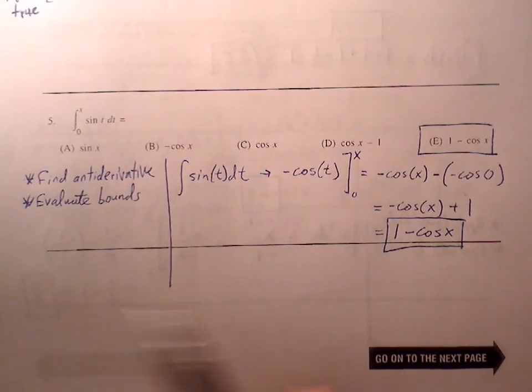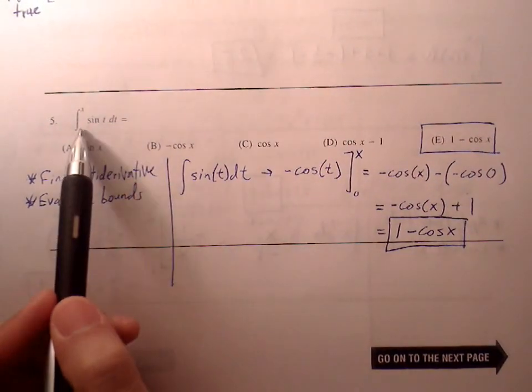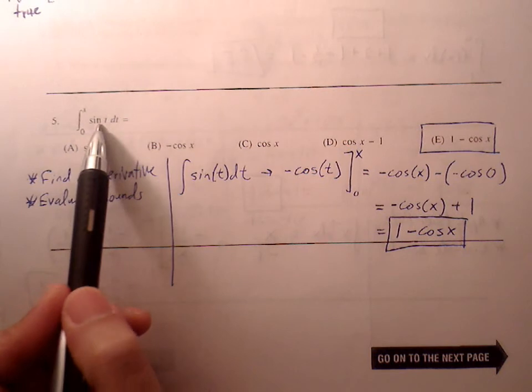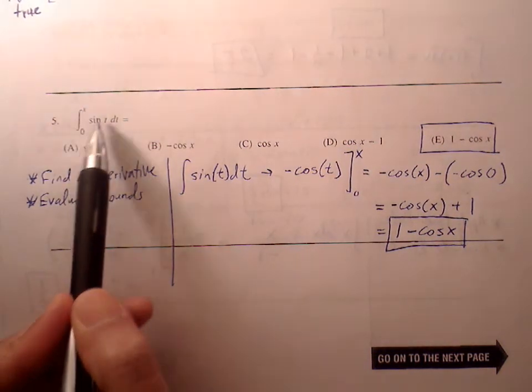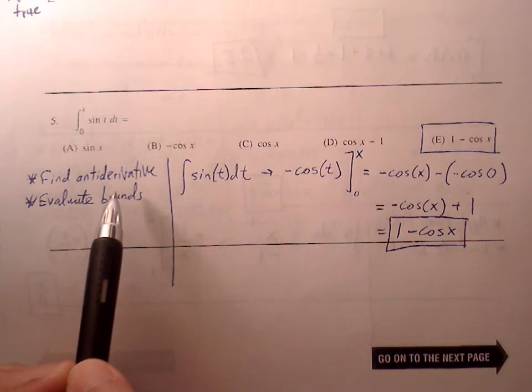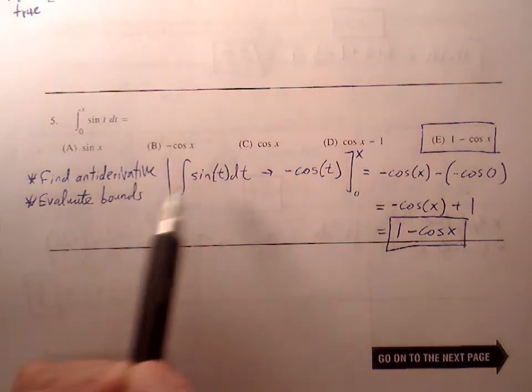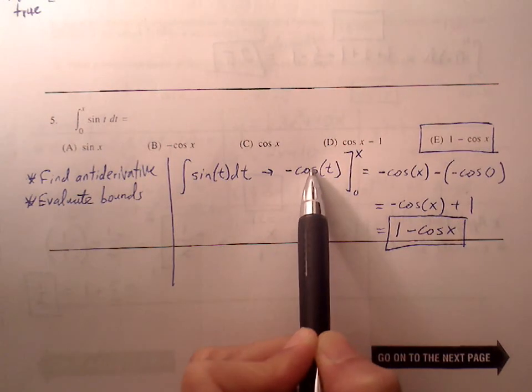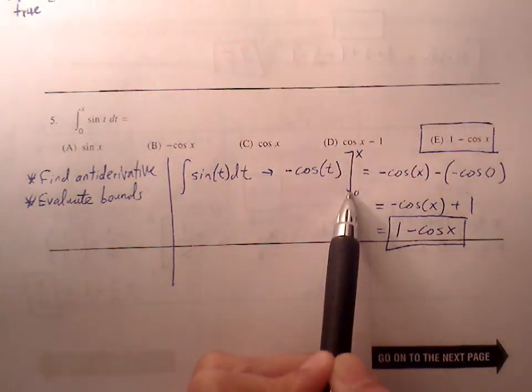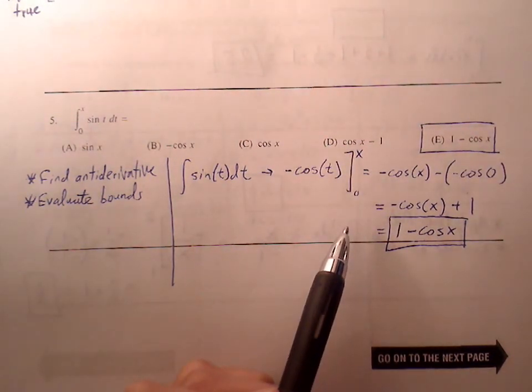All right, so number 5, we have a definite integral here. So the first thing we do is evaluate the antiderivative, and then we plug in the bounds. The integral of sine is going to be negative cosine. So once we find the antiderivative, we're going to plug in our upper and lower bound.